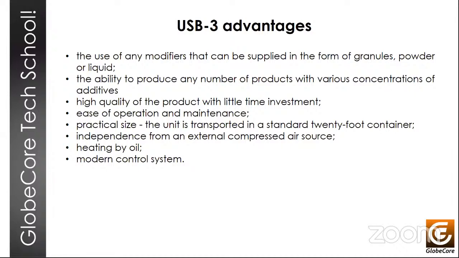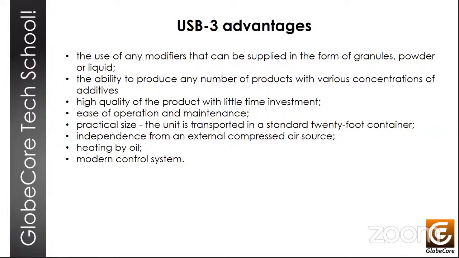So now let's talk briefly about the advantages of the USB 3 machine. Some of the advantages are the ability to use any modifiers known today, including crumb rubber and various special additives, and every known SBS out there, which can be supplied as granules, powders, or liquid. It is capable of producing any number of products with different concentrations of additives, so there's a lot of flexibility in that. It's the excellent quality of the product with little time required for the process.